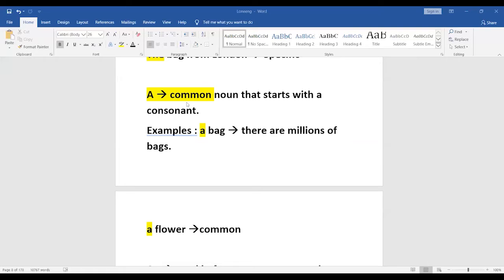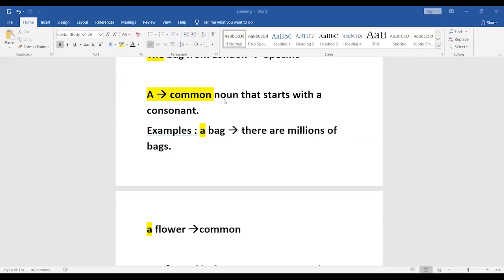Again, what are common nouns? Anything other than specific is common. It could be a bag, a book, a flower, a girl, a pen, anything that's common. You can use a and an. Okay, so a is used in front of a common noun and it is used before the noun. It should start with a consonant.